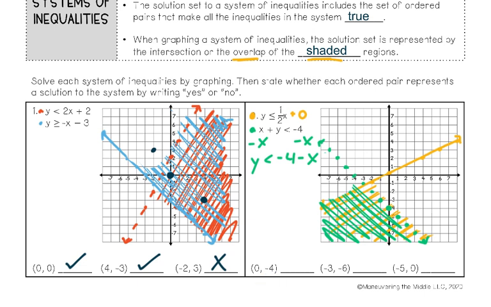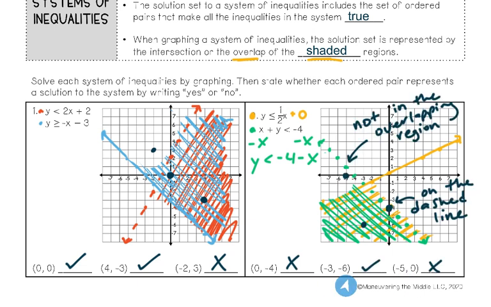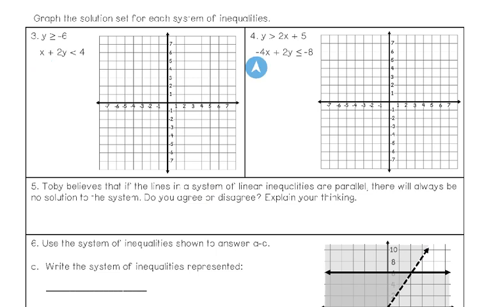You need to determine if these three are solutions to the system. -3, -6 is in the overlapping shaded region. All of the points in that overlapping shaded region are solutions to the system. -5, 0 only works for the green inequality. It would only be in the green region, not the green and the yellow. And then 0, -4 is on the dashed line, so it does not count as a solution for both inequalities. Now you should try both number 3 and number 4 by yourself and press play when you're ready to check.